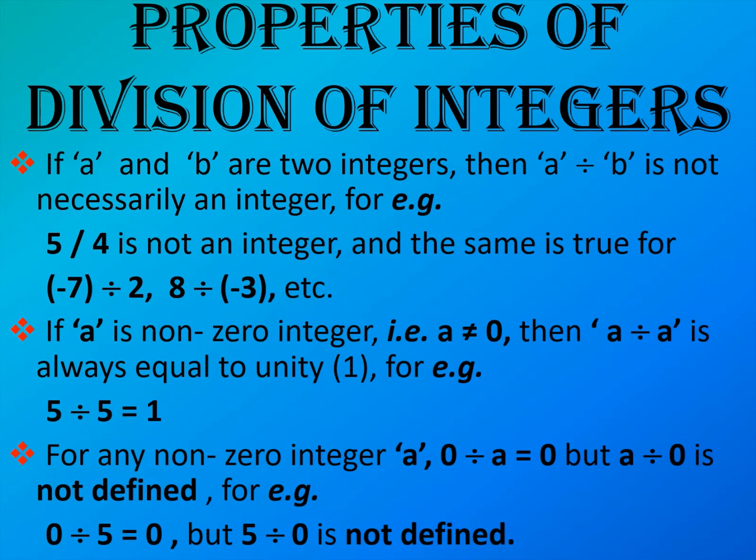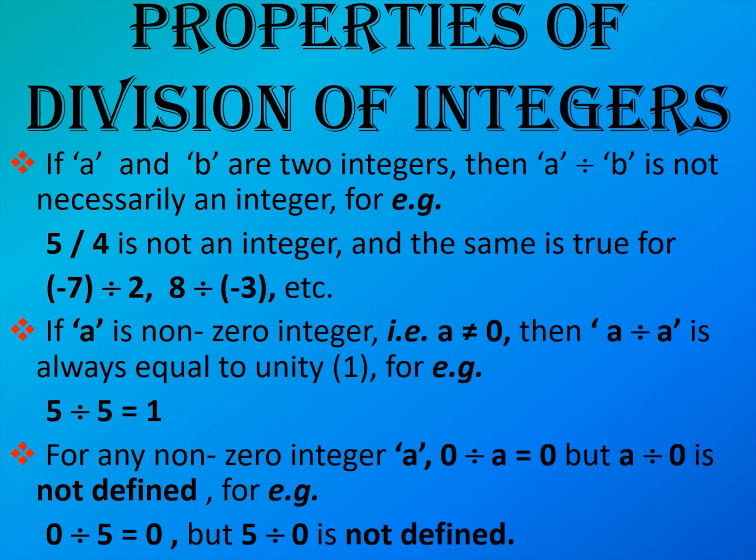Then the second property says that if a is a non-zero integer, that is, a is not equal to 0, then a divided by a is always equal to unity, that is 1. For example, if we divide 5 by 5, then the quotient is 1.